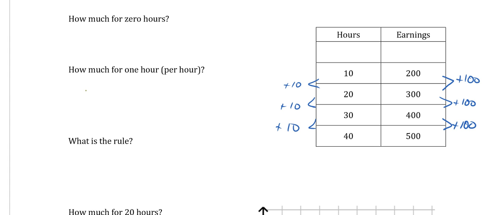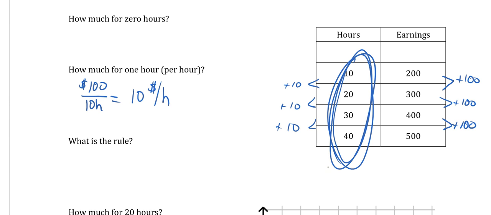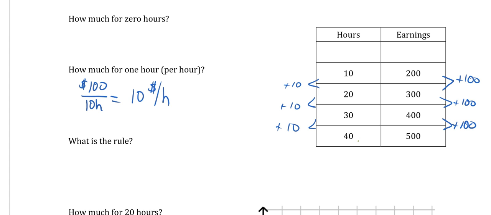So $100 in 10 hours is what? $10 each hour. So there's my rate. If you left it as 100, you forgot that you have to divide. You have to look at the change happening here and factor that into it as well.